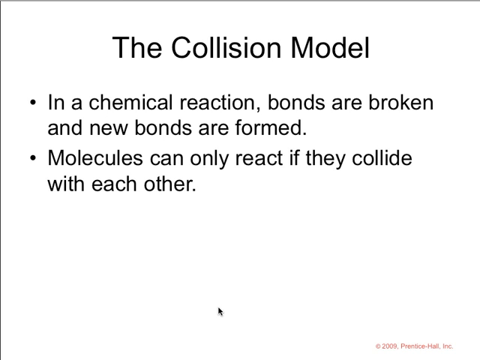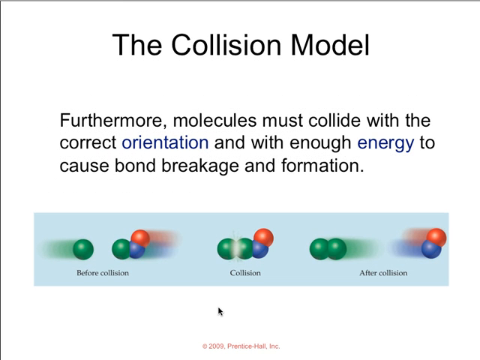Okay. Back to the collision model. Molecules can only react if they collide with each other. If they never make contact, they can't break bonds and make bonds. Furthermore, when molecules combine, they have to combine with the correct orientation, sometimes called the correct geometry, and with enough energy to cause that bond breakage and then the subsequent formation. So you can see these two particles before the collision, they collide exactly with the right orientation, and after the collision a bond is broken, and they make new substances.